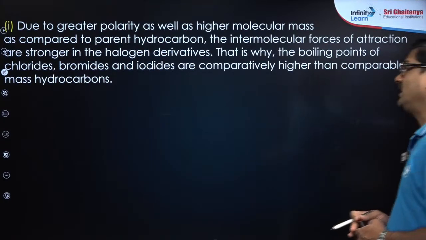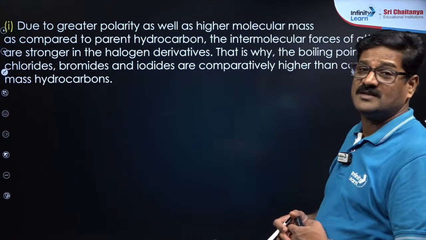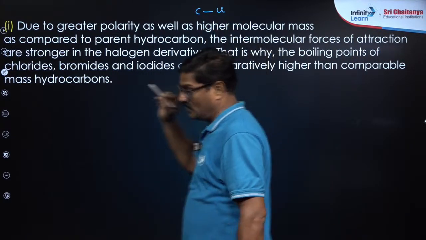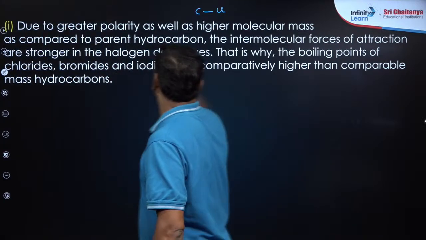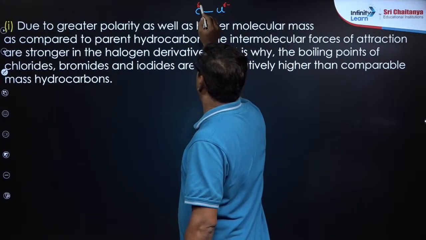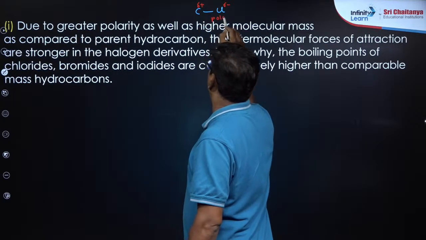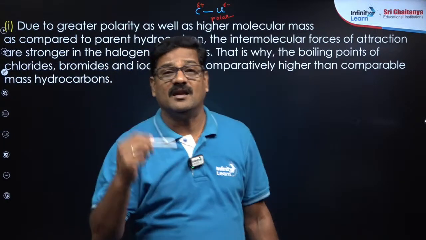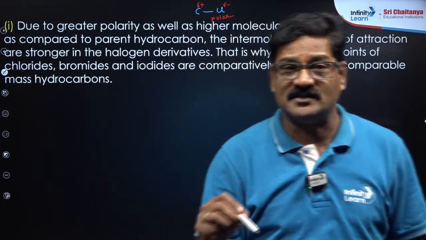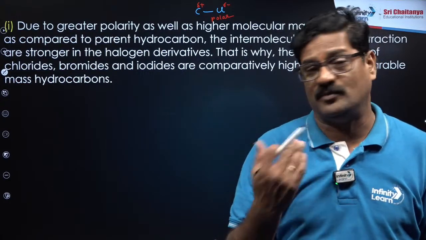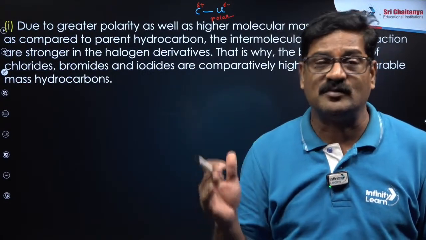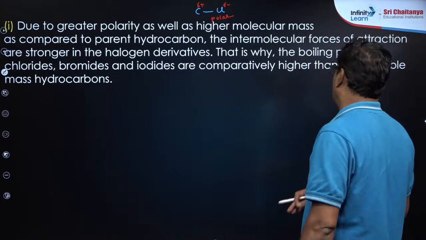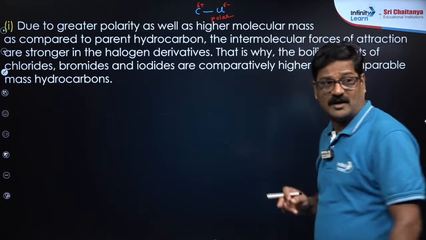Due to greater polarity as well as higher molecular mass. Where does polarity come from? The carbon to halogen bond is a polar bond, with a partial negative charge and a partial positive charge. So this bond is polar, and because of it the alkyl halides are polar. That's the reason why they have relatively higher melting and boiling points compared to their parent hydrocarbons of similar molecular weight. The intermolecular forces are high due to dipole moment. Understand?